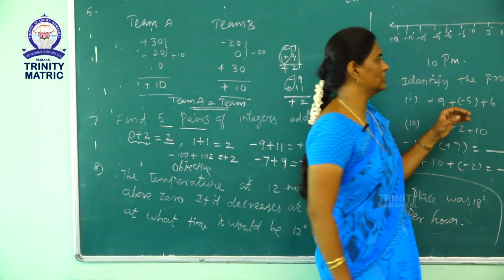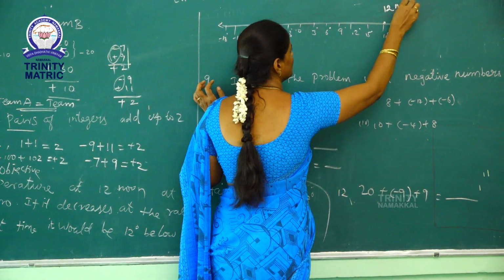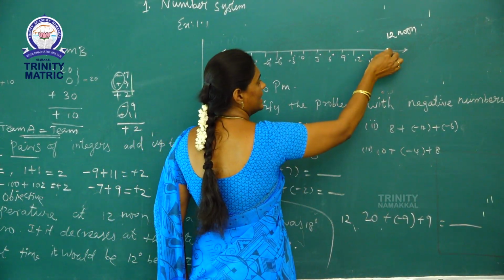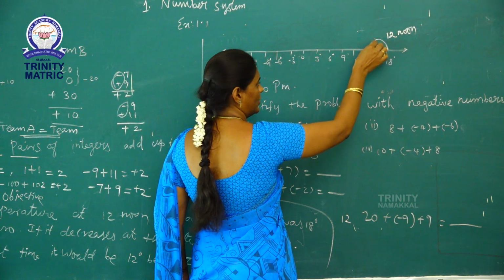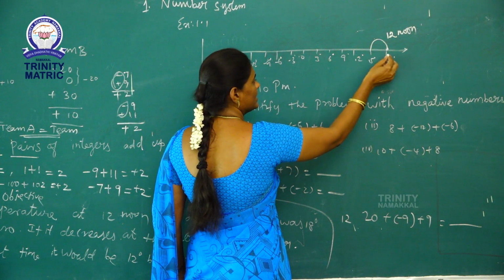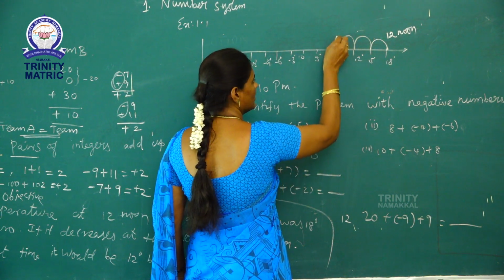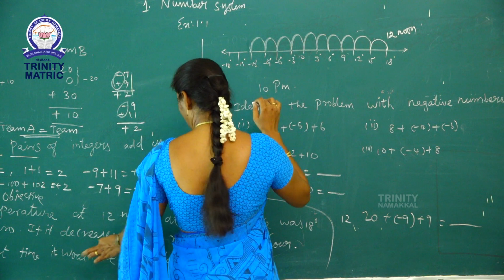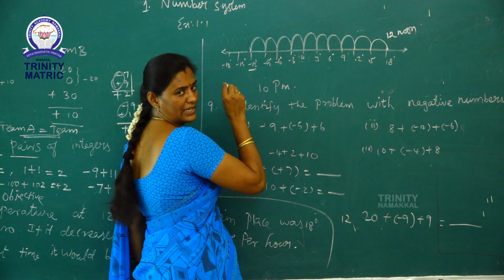See here, now the temperature is 18 degrees. What is the time? 12 noon. After 12 noon, the temperature reduces by 3 degrees per hour. See the number line, we take the interval of 3 degrees. It reduces 3 degrees for each hour, so it comes to 12 degrees below 0. Below 0 means minus 12 degrees.